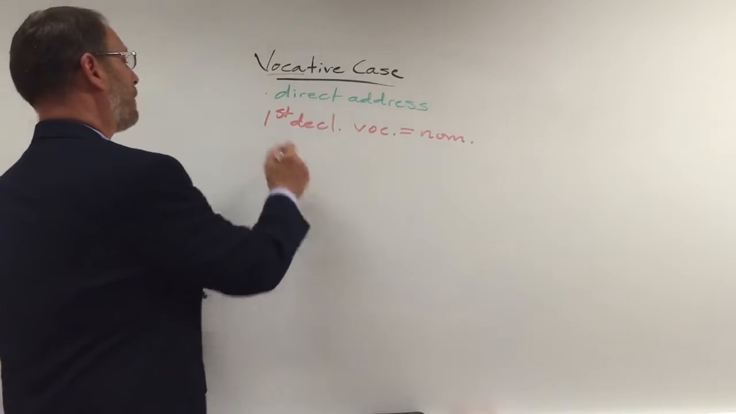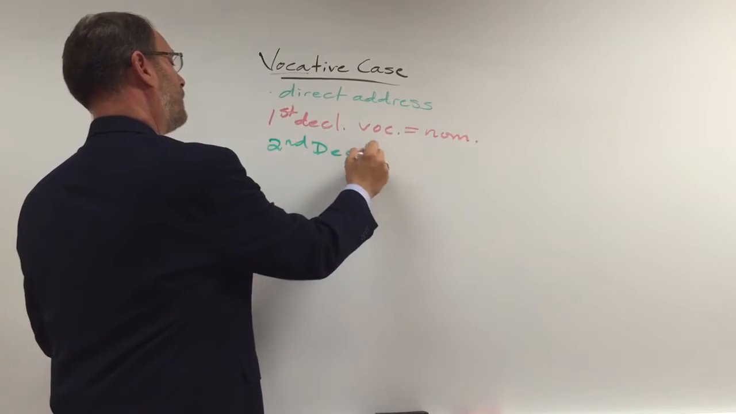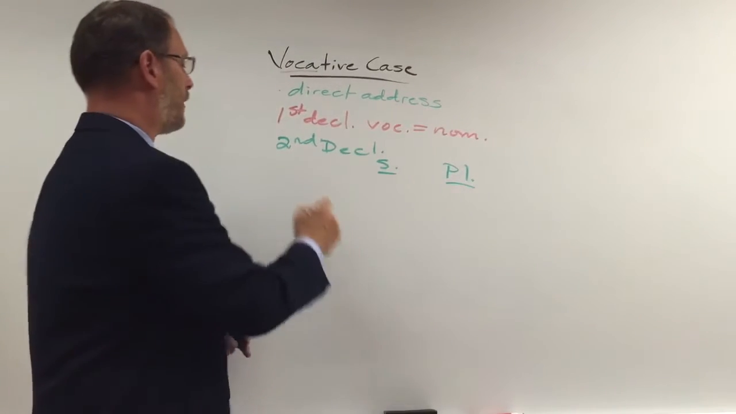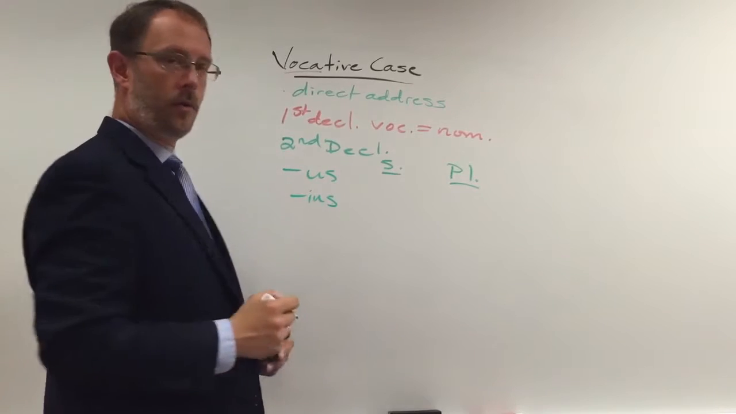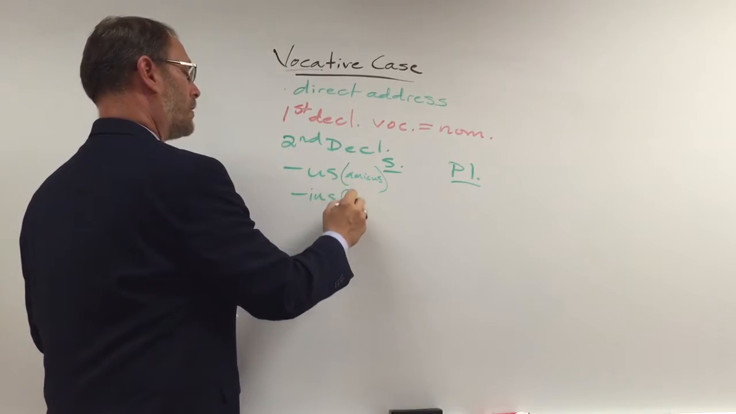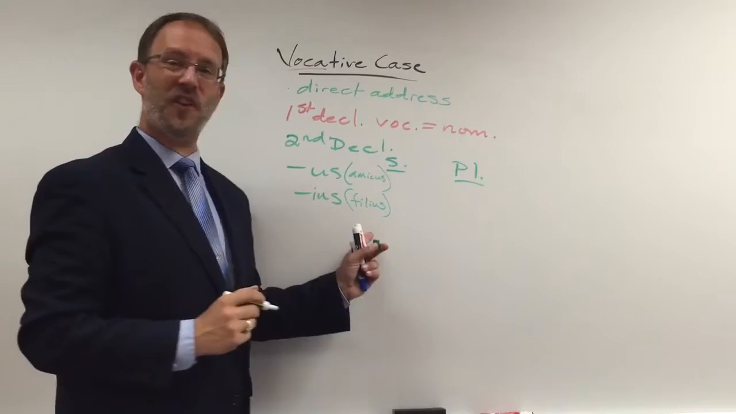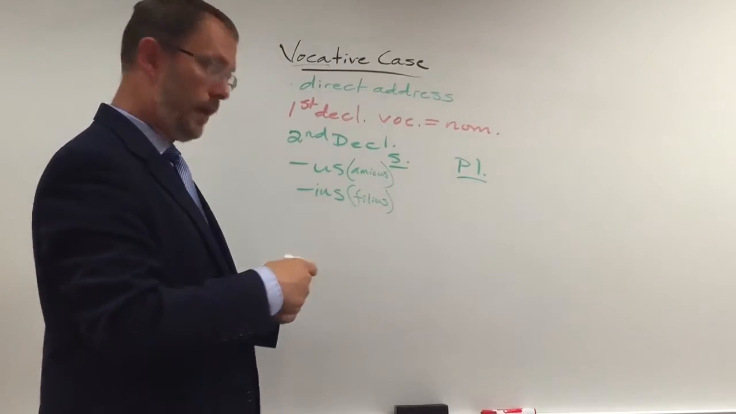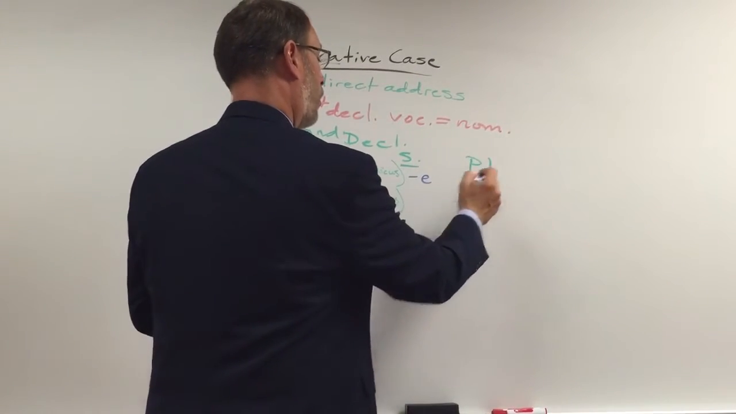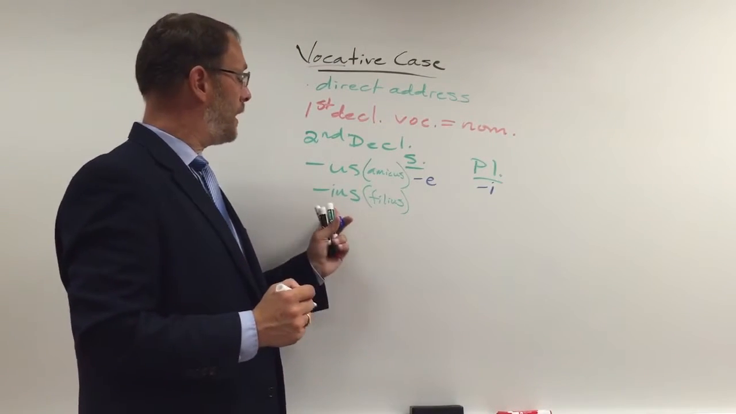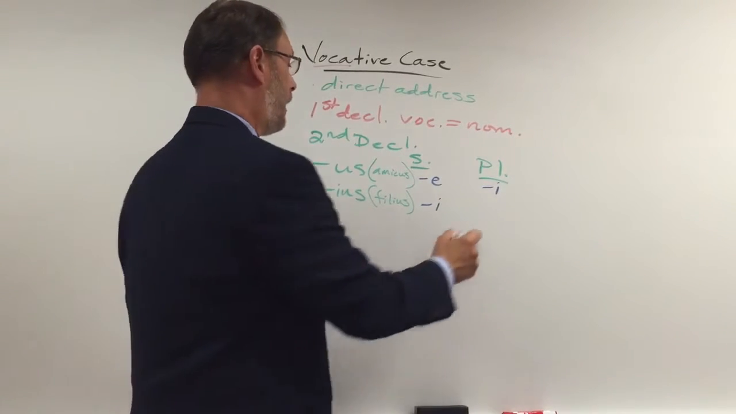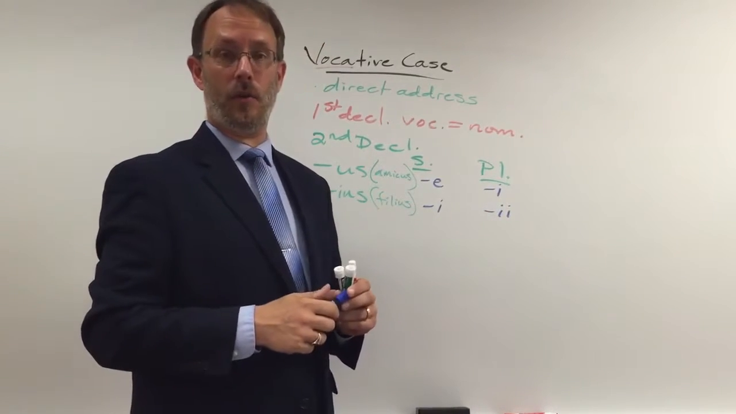Second declension gets a little bit different. In second declension, we got to pay attention to singular and plural. We've got to pay attention to whether it's an -us noun or an -ius noun. All right, now think about this. Words like, and we'll just use as an example, amicus, right? Or words like filius, the Latin word for son. If it's an -us noun and you want to talk to one person, you change the -us to an -e. If you're addressing more than one, you change the -us to an -i. If it's an -ius noun, you change the -ius to an -i for vocative singular, and you change it to an -ii for vocative plural.